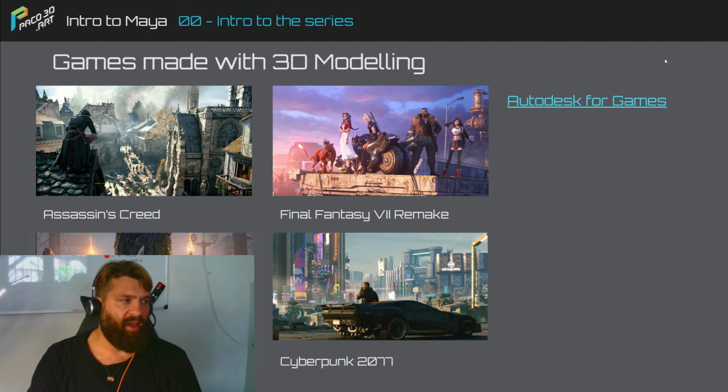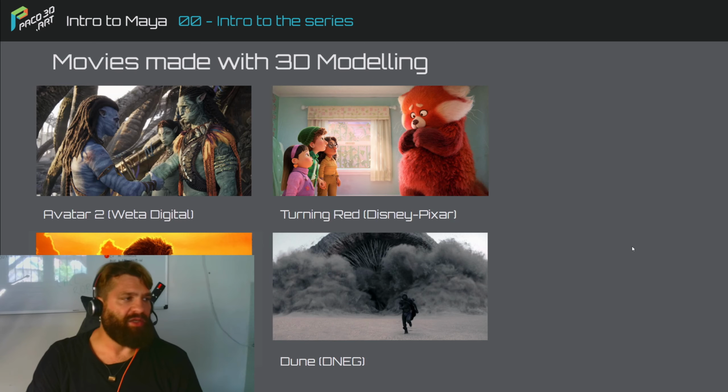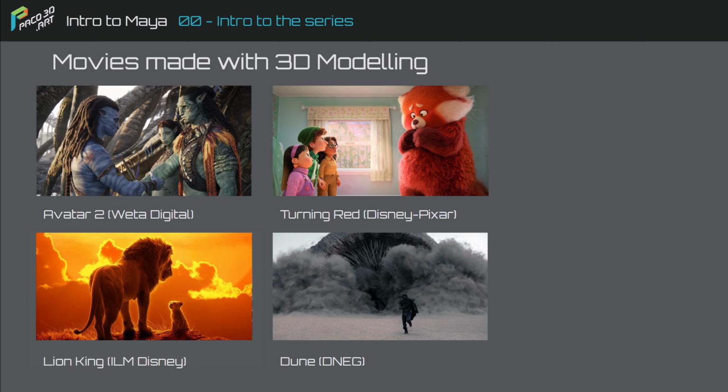with Maya, you have games like Assassin's Creed, you have games like the Final Fantasy series, The Last of Us, and Cyberpunk. There are a lot of games that are done with Maya. When it comes to movies and animation, you have things like Avatar, Final Fantasy as well, Turning Red. So actually, Maya was initially created for Pixar in mind.